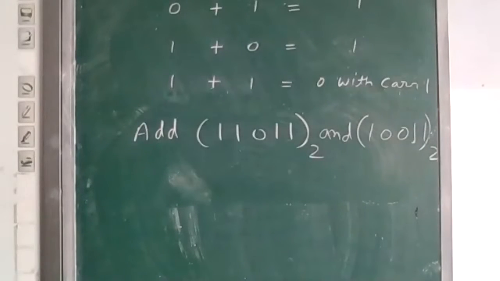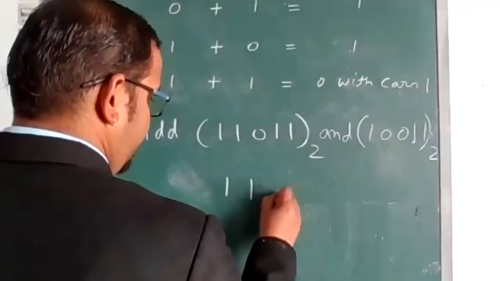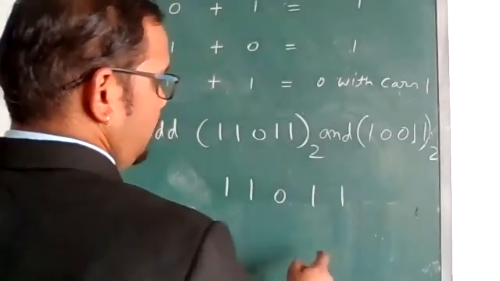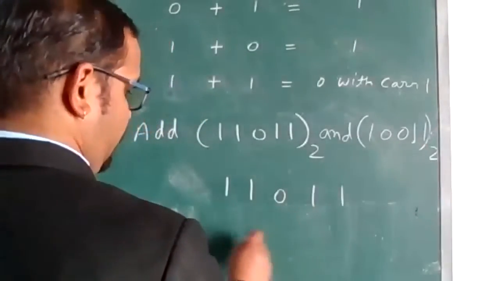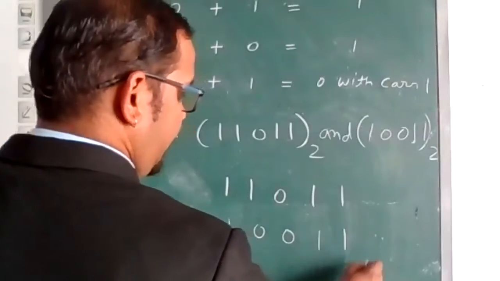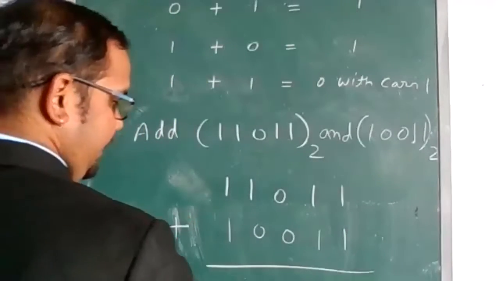So first you have to write these numbers in a column manner. Column manner like 1 1 0 1 1. Then, numbering the places 1 2 3 4 5, write 1 0 0 1 1 below it. Add these numbers.